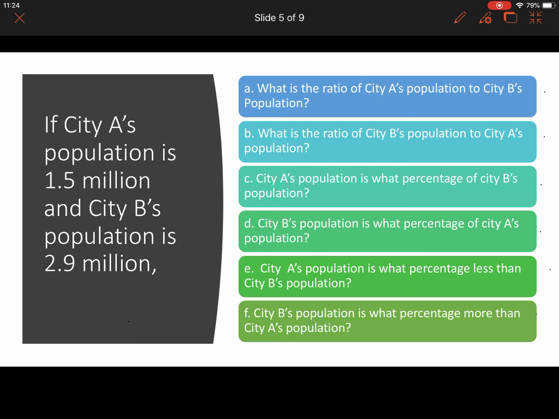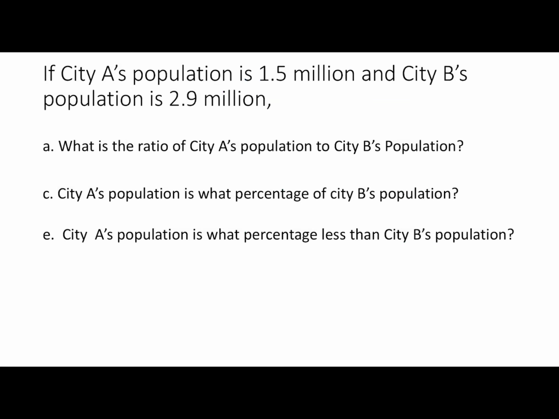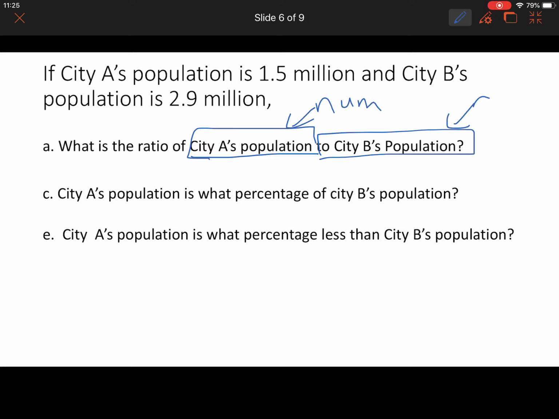First ones here are going to ask us to do a ratio of our populations. Then we're going to find the percentage of, for our populations, and then percentage less or more than for our populations. So first here, we're going to do all the city A's to city B's. So the first question is, what's the ratio or the fraction of city A's population to city B's population? So here's my numerator. Here's my denominator. My numerator will be 1.5 million. My denominator will be 2.9 million. So I actually could just write that 1.5 to 2.9. I don't need all the millions, all the zeros, or the word millions in there because it is a ratio that would simplify to that.